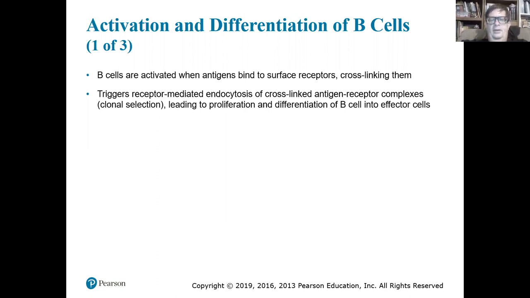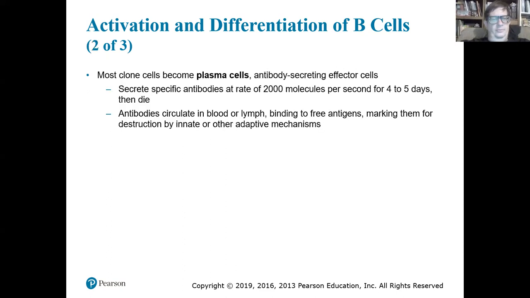And it's pulling the antigen and the receptor that it's stuck to inside of the B cell. This leads to proliferation, meaning the creation of lots and lots of B cells, and differentiation, which means that some of those B cells are going to change into effector cells, meaning plasma cells. Okay, moving on.